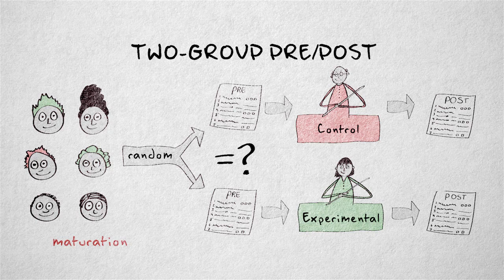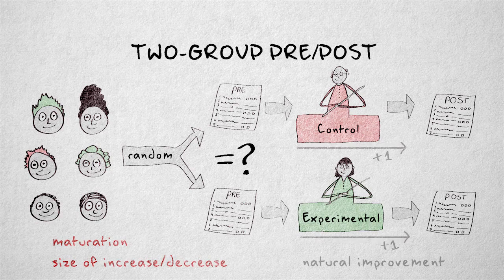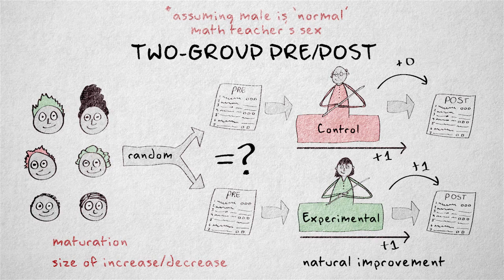A pretest also allows the researcher to compare the size of the increase or decrease in scores in the experimental and control condition. For example, we can assess how much the boys' math performance increased due to natural improvement and what the additional effect of teacher sex was.